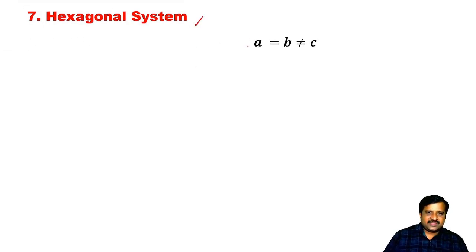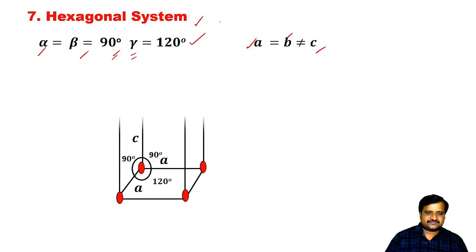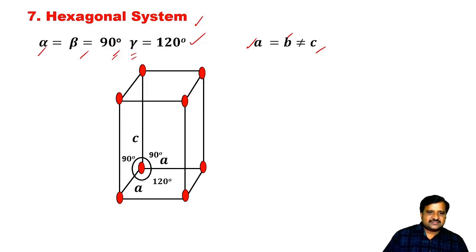So the seventh one is the hexagonal system. For the hexagonal system, A equals B and is not equal to C. Here A and B are equal, but C is different. And angles alpha, beta equal 90 degrees, but gamma is 120 degrees. So for the hexagonal system, this is A and B. These two distances are the same and C is different, and alpha, beta are 90, but gamma here is 120 degrees. Examples are graphite and ice.